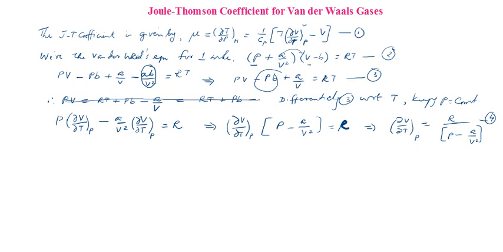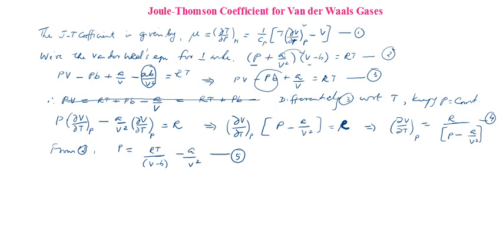Now from equation number 2, which is the van der Waals equation for 1 mole of the gas, we can write, on rearranging, taking V minus B to the bottom, P is equal to RT by V minus B, minus A by V square. Let's call this equation number 5.